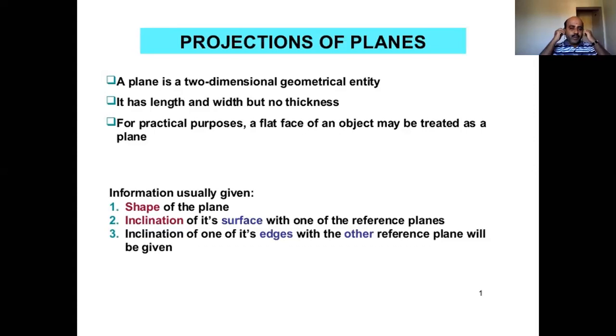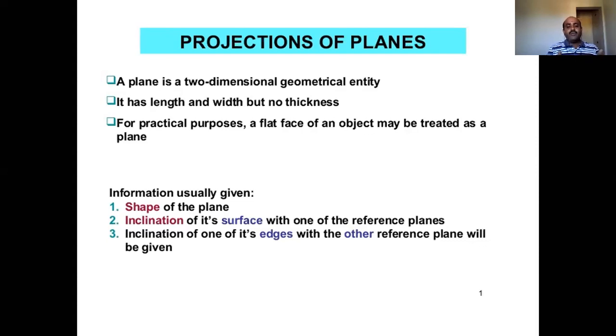In today's class, we'll start with the projection of planes. As we know, a plane is a two-dimensional geometrical entity. It has a length and width, but no thickness. For practical purposes, a flat face of an object may be treated as a plane. A plane or a lamina. So it has another name called a lamina. Anything you can call either a plane surface or a lamina or a plate, whatever it might be. Everything constitutes the same thing here.